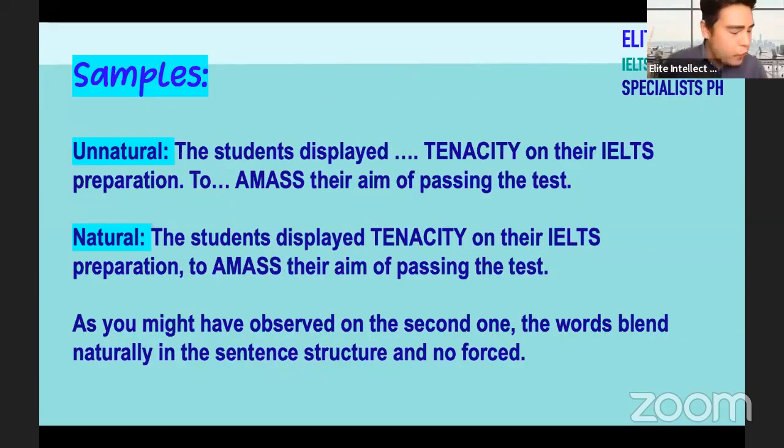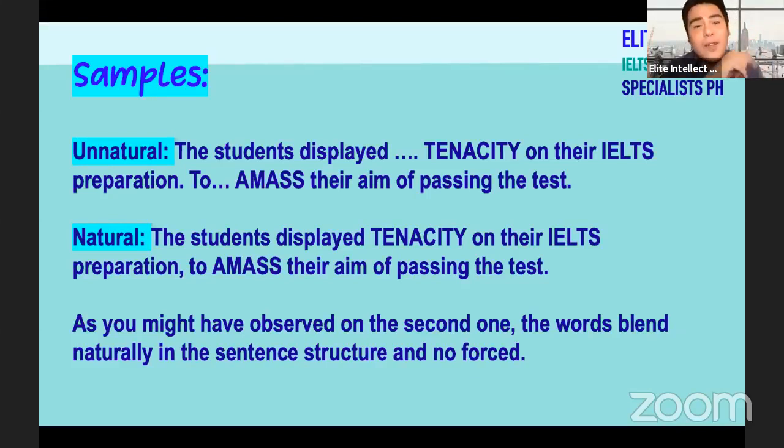Okay. Look at the unnatural way of using academic words. Listen carefully. The students displayed tenacity on the IELTS preparation to amass their aim of passing the test. As you may have noticed, it sounds forced. It's not a part of the sentence. It's just placed there, okay?